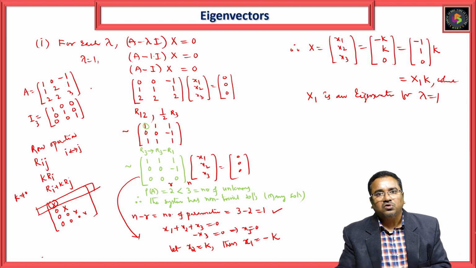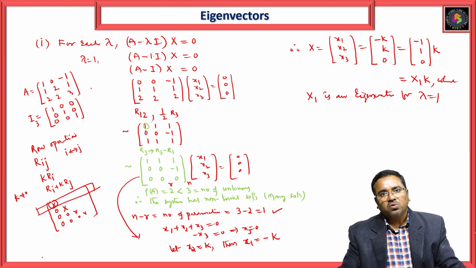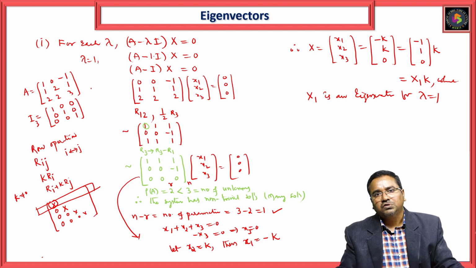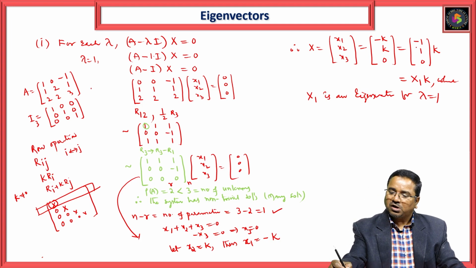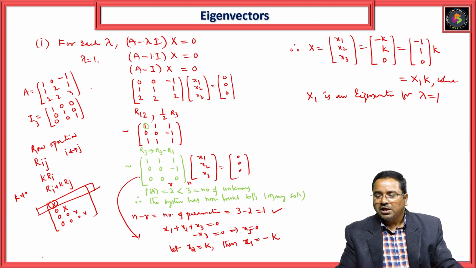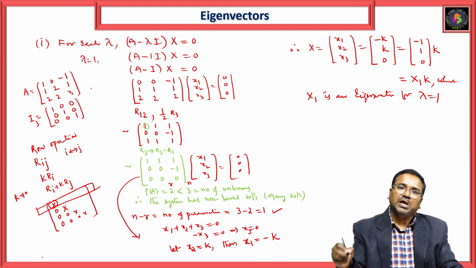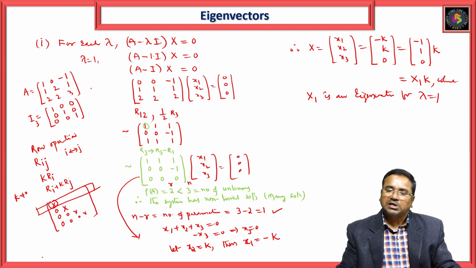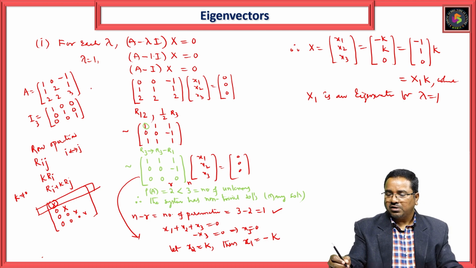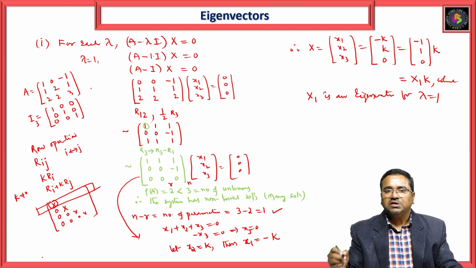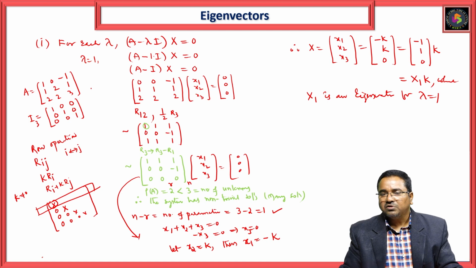The system has many solutions. What is the k here? The k is an arbitrary value or parameter. By changing this value, we will get many solutions. All the solutions are multiples of minus 1, 1, 0. So the system has infinitely many solutions, but the linearly independent solution is only one. All the remaining infinite solutions are scalar multiples of minus 1, 1, 0. Therefore x1 is the eigenvector for lambda equal to 1.